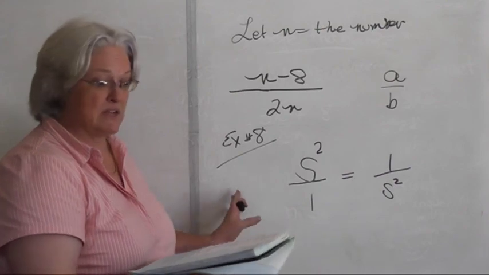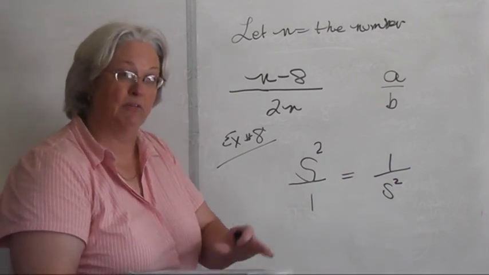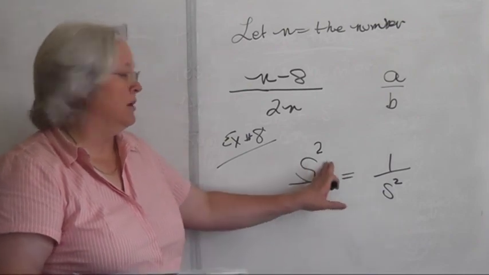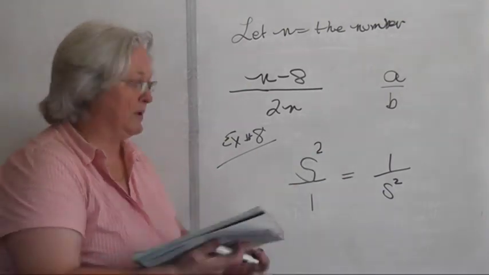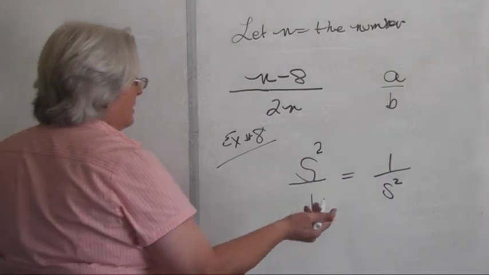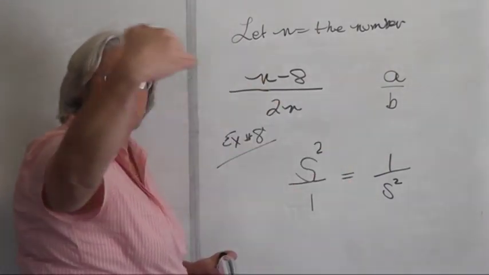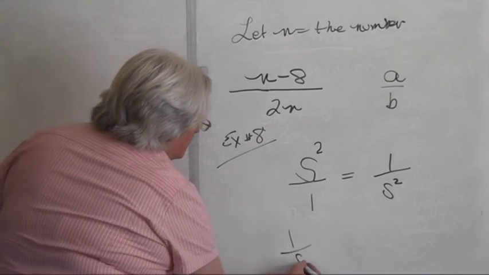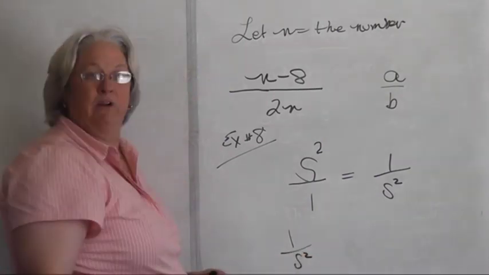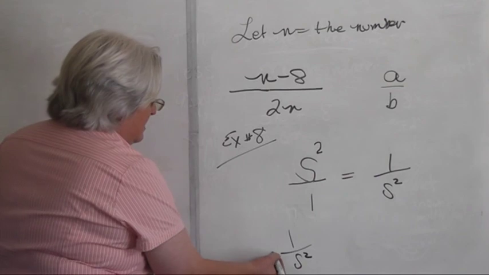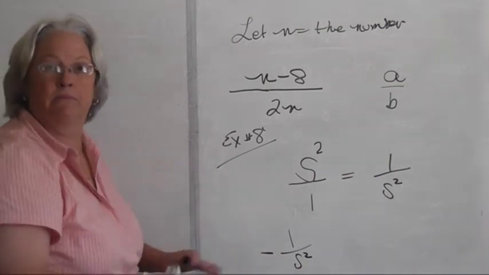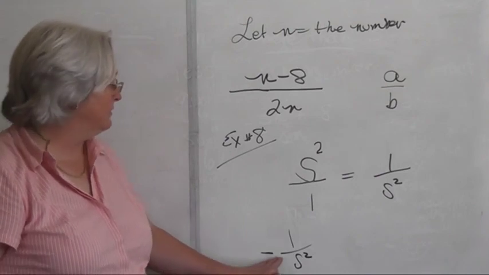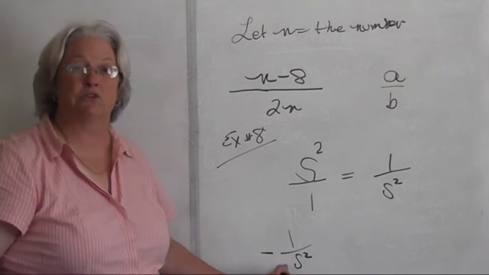Now what does it say? It says the opposite of the reciprocal, this is the reciprocal of the square of the number. The opposite of means negative. The opposite of 4 is a negative 4. It's on the opposite side of the number line. So if we have the reciprocal of the square of a number, its opposite is simply negative 1 over S squared.